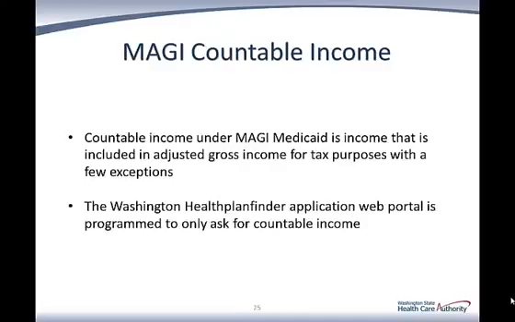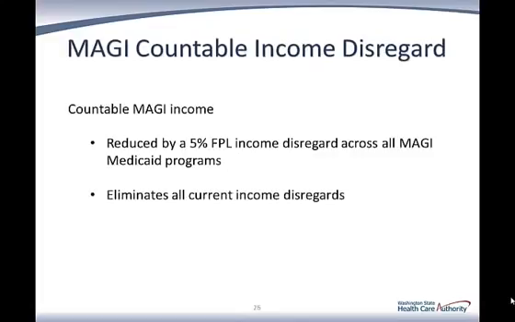The new Washington Health Plan Finder application web portal is programmed to only ask for countable income. If the Washington Health Plan Finder questions are thoroughly answered, then the system will capture the correct countable income. Please be sure to guide individuals applying for health care coverage to only provide income types that are requested.